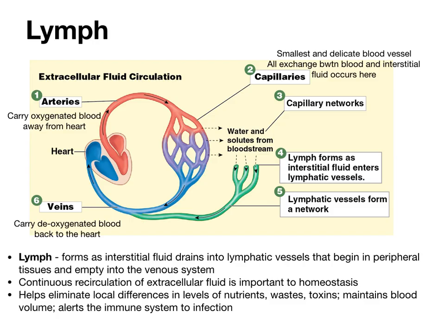So the lymph forms as interstitial fluid drains into the lymphatic vessels that begin in the peripheral tissues and empty into the venous system. This is a continuous recirculation of extracellular fluid, and it's really important for homeostasis. This helps eliminate local differences in levels of nutrients, waste, and toxins. It maintains blood volume and alerts the immune system to infection.